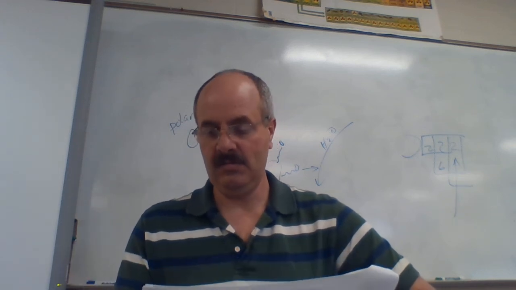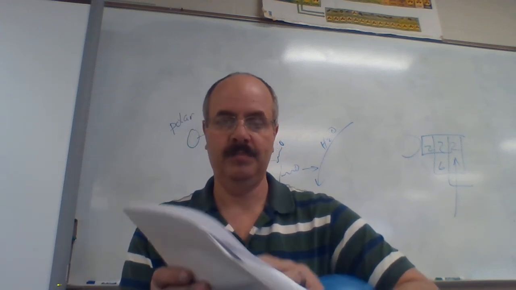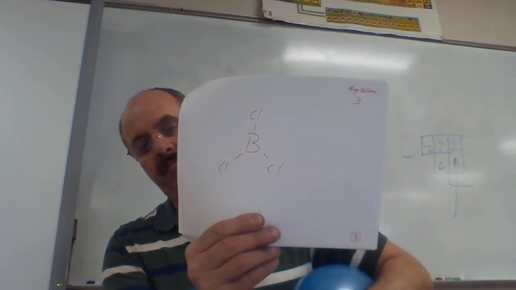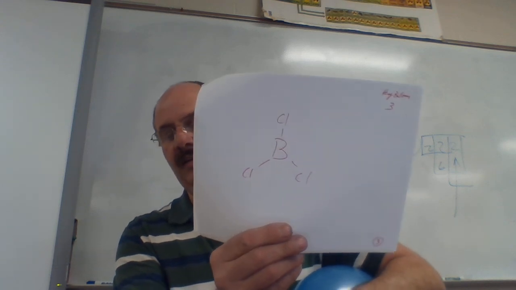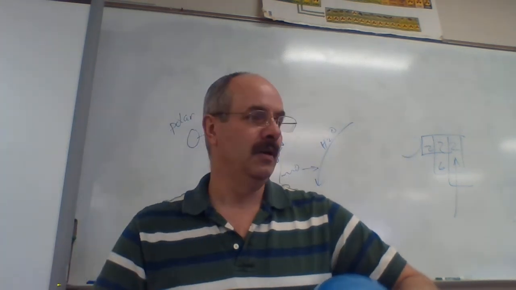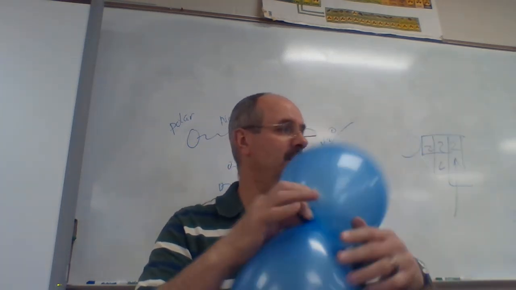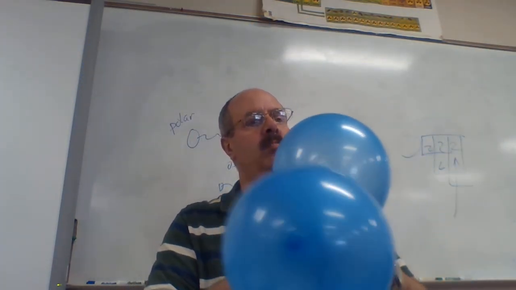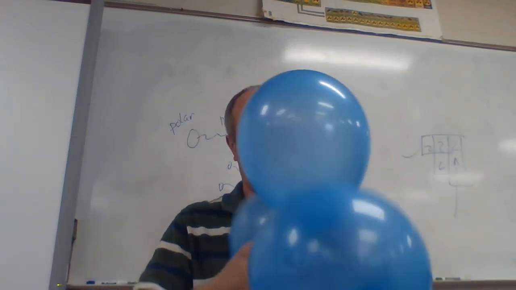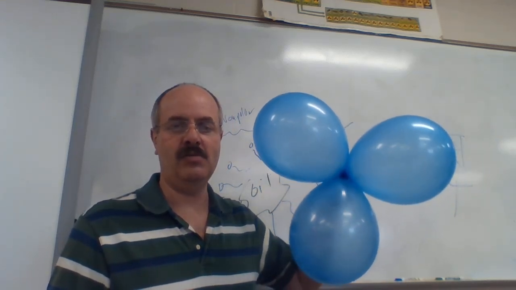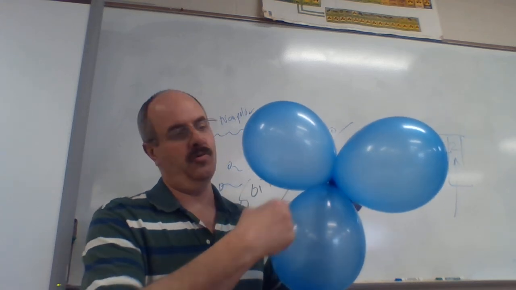BCl3 looks like this. We've got a B in the middle, and then a Cl on the outside coming out on each of the three sides. So the balloons are going to be the Cls. I put these together, and I need one more. So I end up with this. Notice it's flat, and if I hold it this way, notice it's got three lobes that stick out.